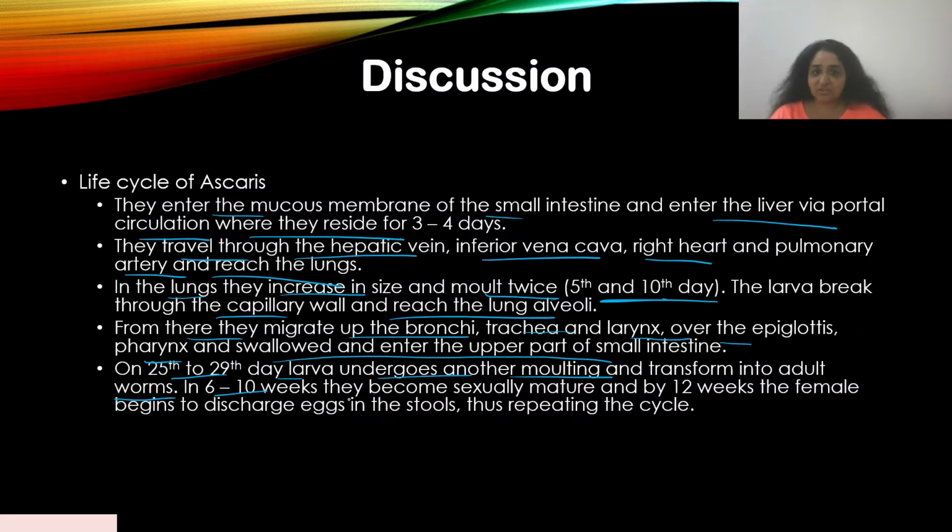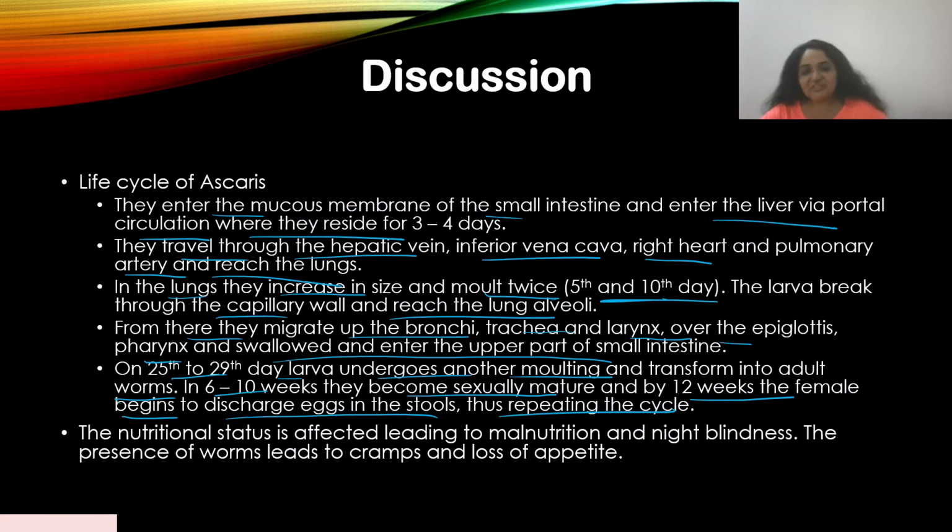In 6 to 10 weeks, they become sexually mature, and by 12 weeks, the female begins to discharge eggs in the stools, thus repeating the cycle. So again, the female lays the eggs, and they are passed through the feces into the environment, and the whole cycle repeats itself. It undergoes a lot of molting, and through the whole body it goes back into the intestine, where again it matures, and then the whole cycle repeats.